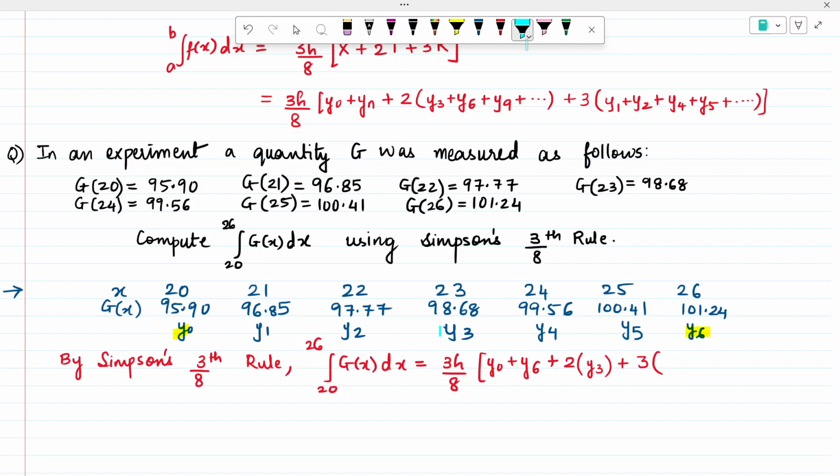Then you'll have 3 times the remaining terms. So y3 is also out. Which are the remaining terms? y1, y2, y4, y5. Correct. y1, y2, y4 and y5.